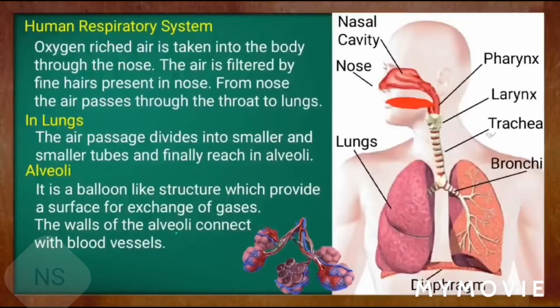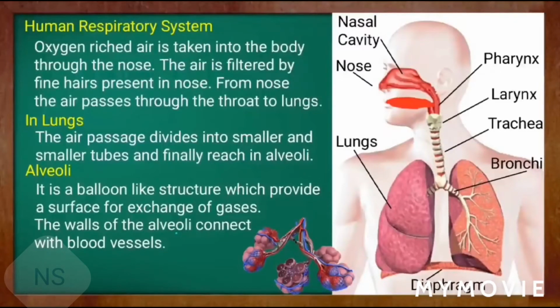Students, the human respiratory system is an organ system which plays a very important role to take in air rich in oxygen and to give out air rich in carbon dioxide. Oxygen rich air is taken into the body through the nose. The air is then subjected to filtration by tiny little hairs which are present along the inner wall of the nasal cavity. From the nose, this air passes through the throat to the lungs.